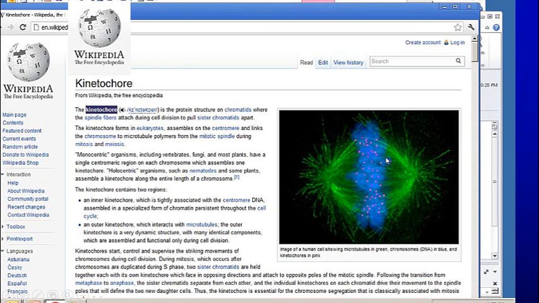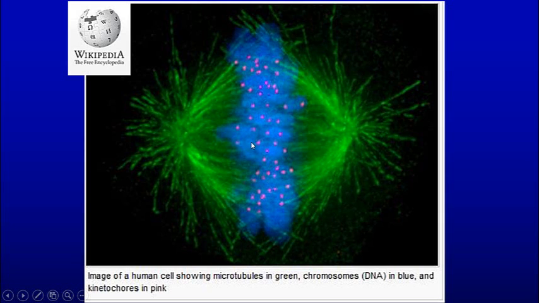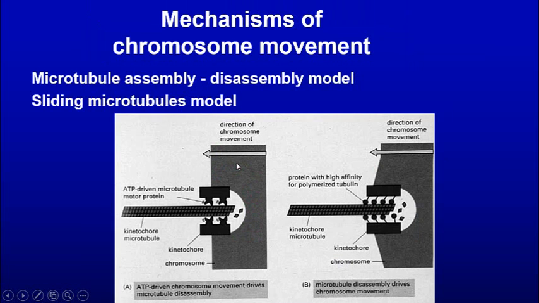The pink is kinetochore microtubules, and these are kinetochores, which is where the chromosomes are attached to the kinetochore microtubules. Then you have the aster microtubules running out through there. You can see it right there. The green are the microtubules, the blue is the chromosomes, and the kinetochores are the pink.